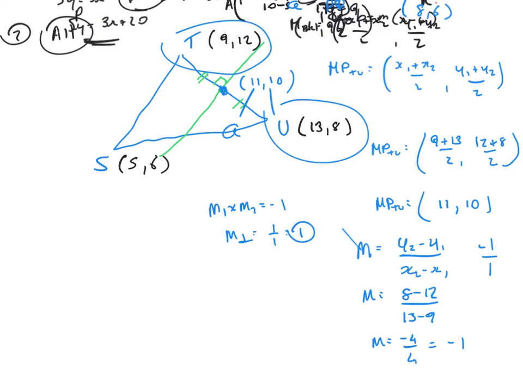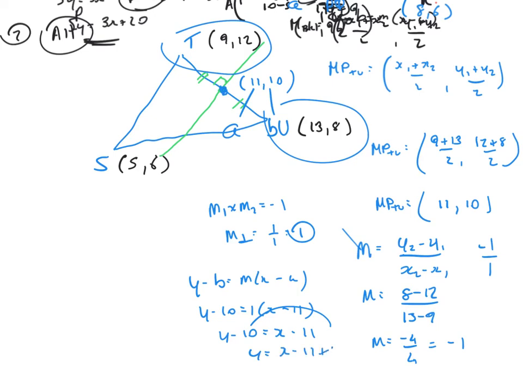There's the point a, b, that's the point that lies on the line, straight into y minus b equals m bracket x minus a. And that's y minus 10 equals 1 bracket x minus 11. y minus 10 equals x minus 11. Bring that over, change its sign, y equals x minus 11 plus 10. And final answer then, y equals x minus 1.